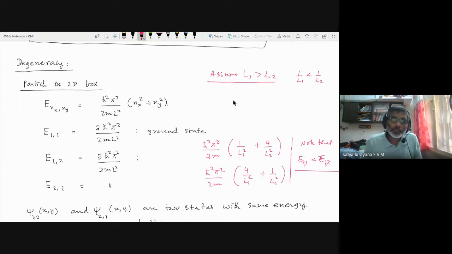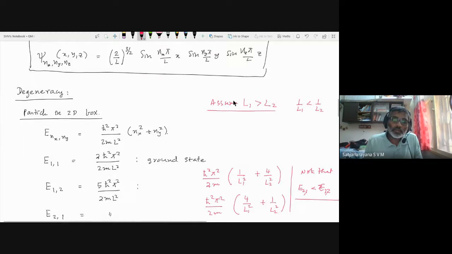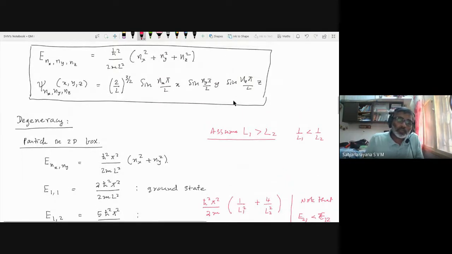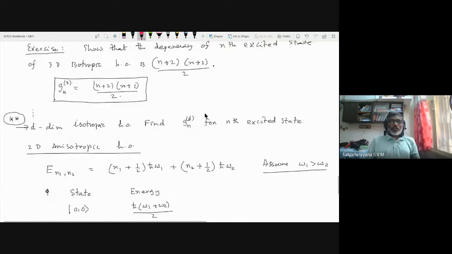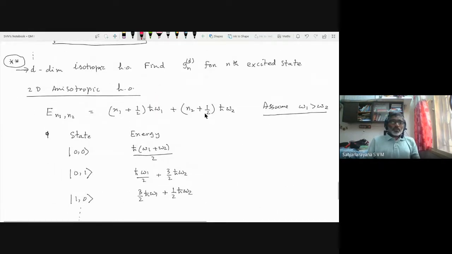In some sense, L1 equal to L2 is an isotropic box. If it is not equal, then it is an anisotropic box, exactly along the same lines of the language that we used in the harmonic oscillator case. So I have used these two examples.